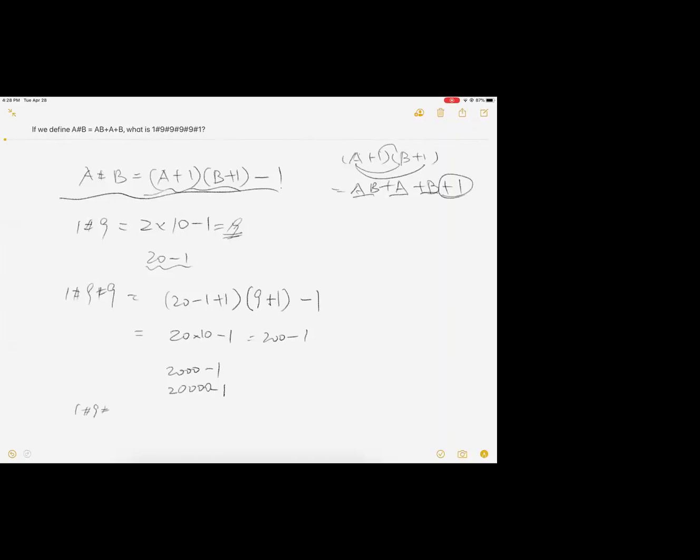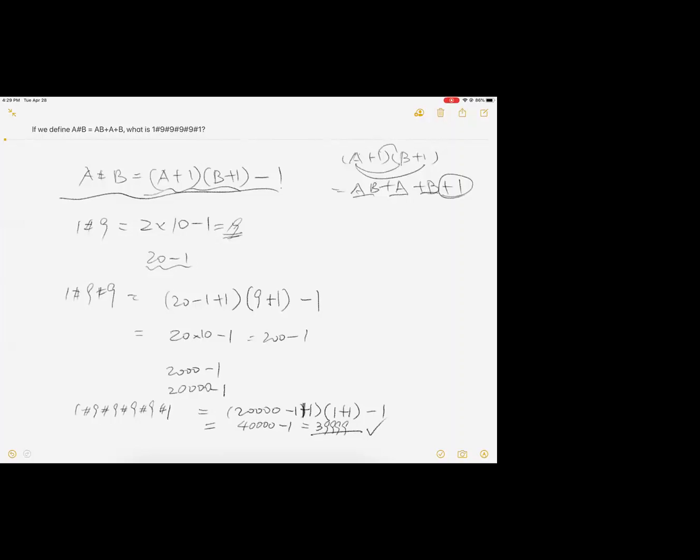And then 1 sharp 9 sharp 9 sharp 9 sharp 9 sharp 1 is 20,000 minus 1 plus 1 times 1 plus 1 minus 1, right? Mhm. Okay, so this is 40,000 minus 1. Good, this is smart, okay? 39999, right? Excellent. All right, good idea.